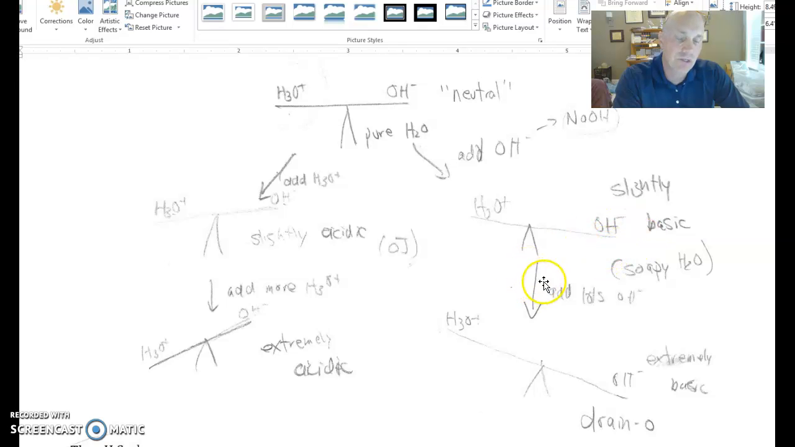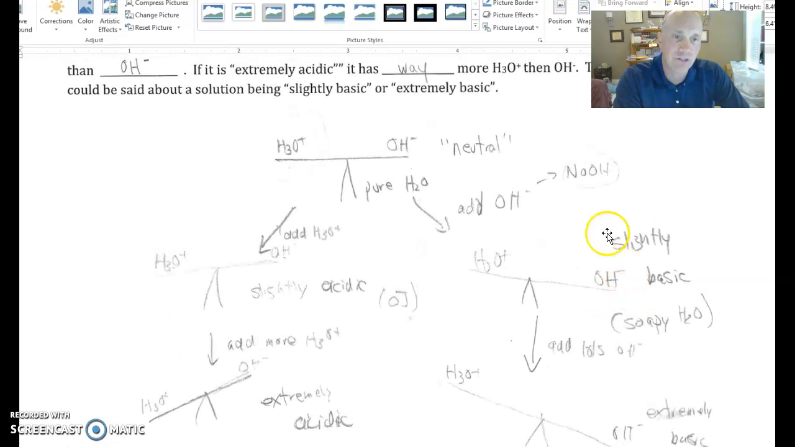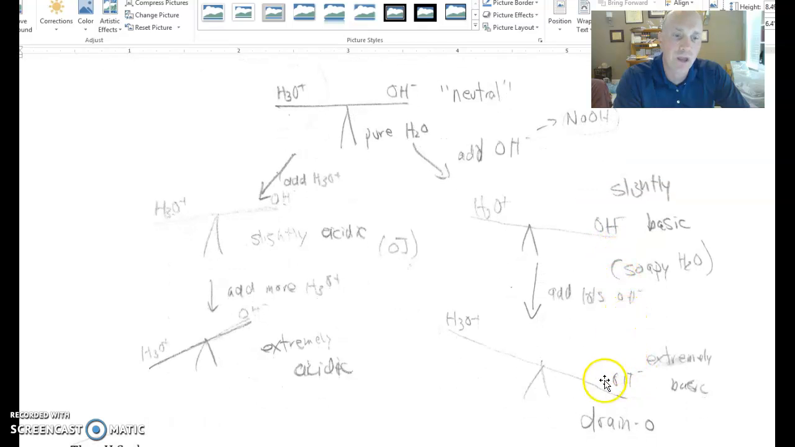But if we just continue this process, going from something that's slightly basic, if we added lots of OH minus, like if we dumped a lot of sodium hydroxide into the water, you're going to have way more hydroxide and not quite as much H3O plus. And that's going to be extremely basic. An example of that would be something like Drano, which is a common chemical for getting rid of clogs in water lines.